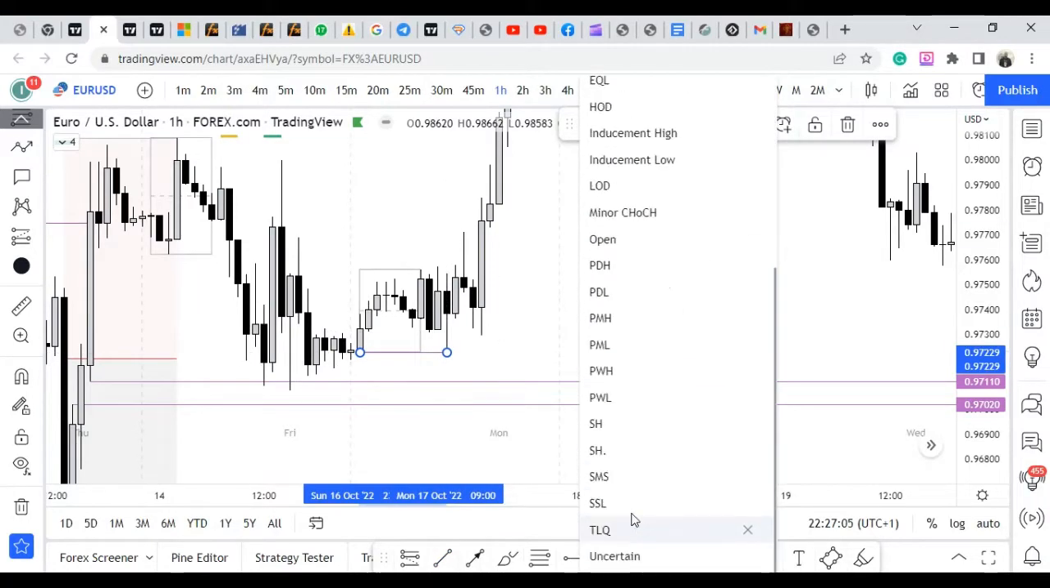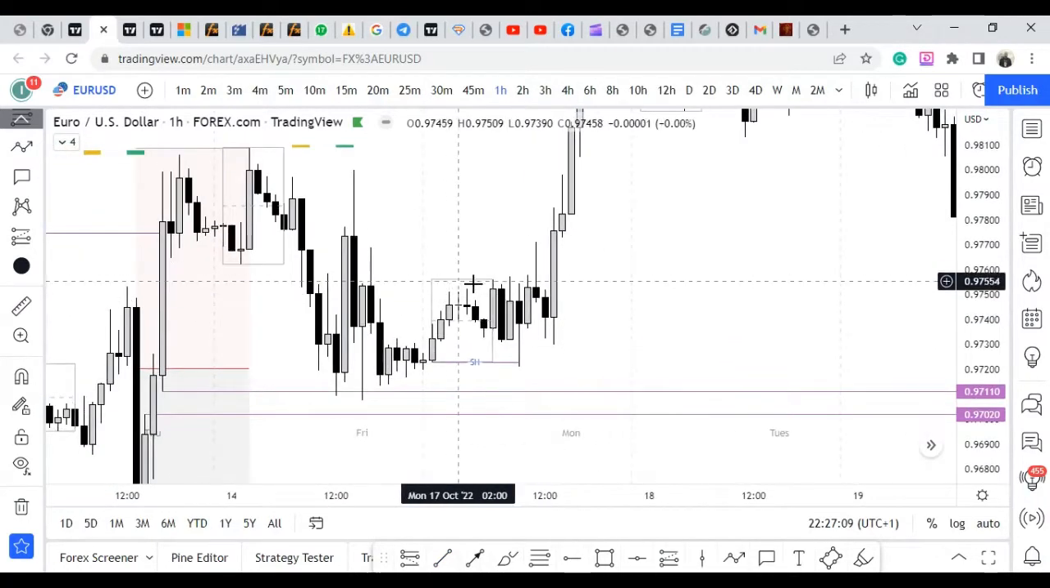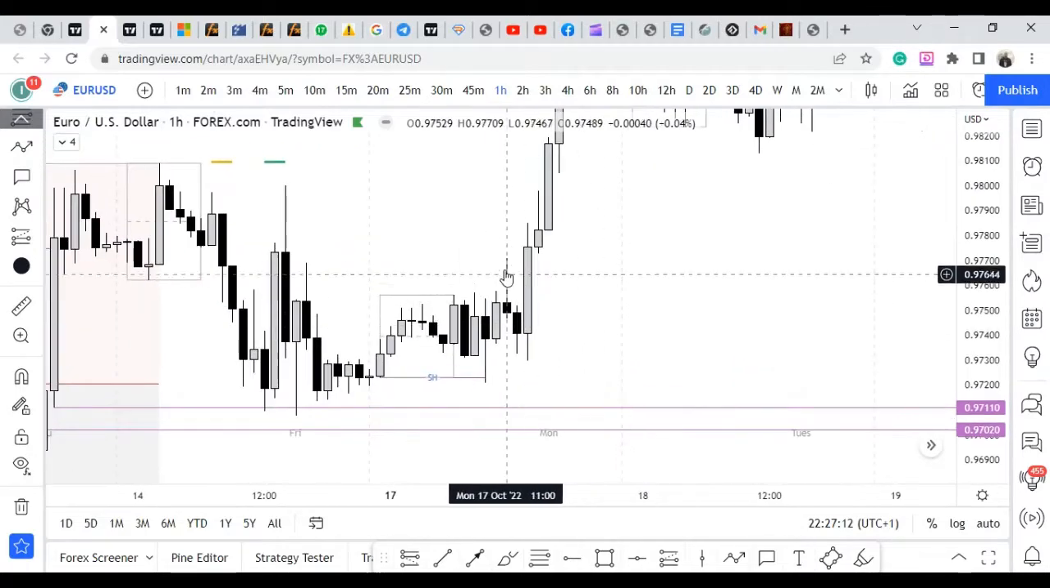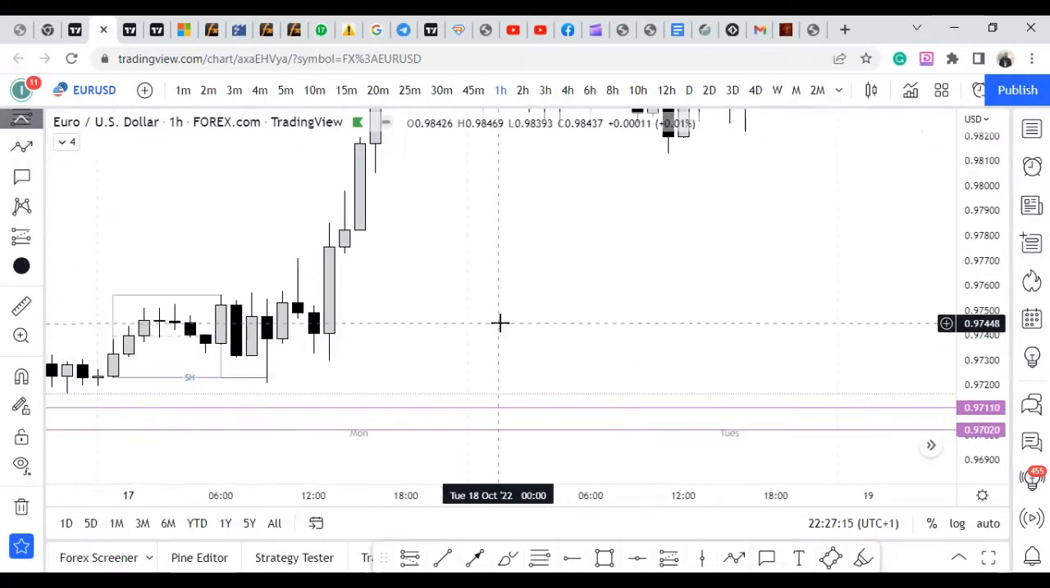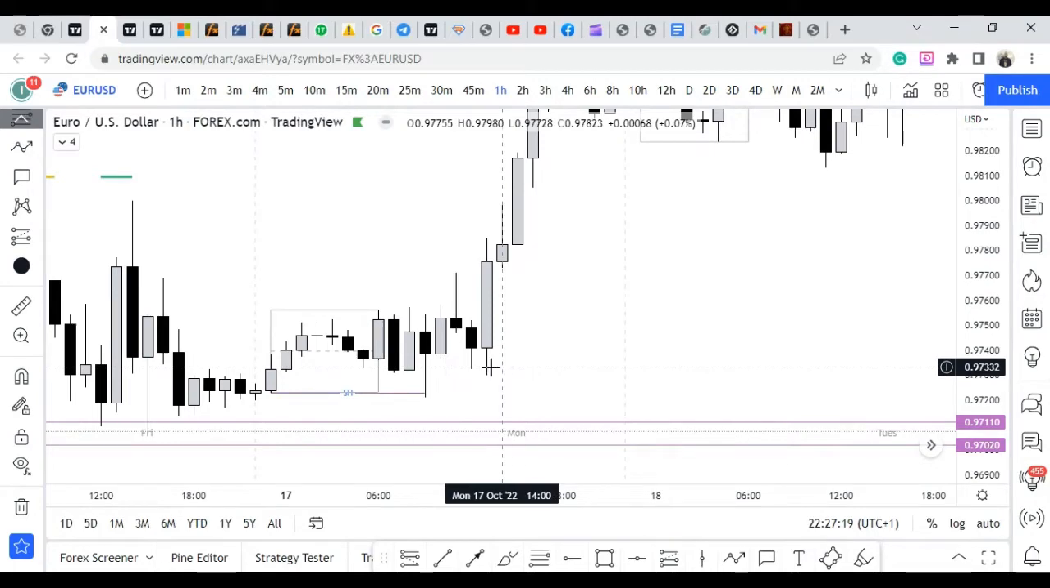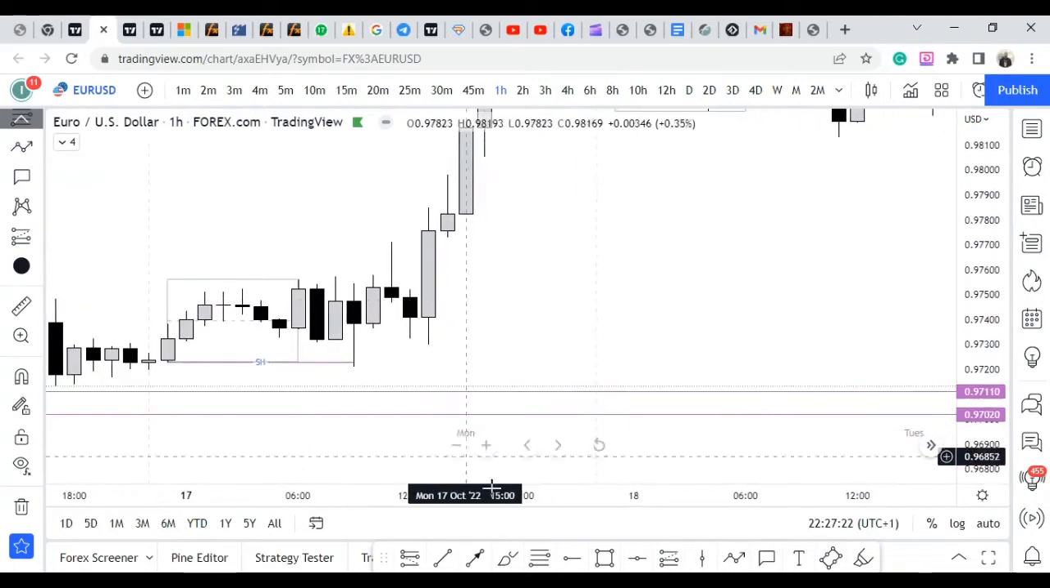Price manipulated this Asian range, and then what happened? Break structure upwards, and then what happened? We now wait for the mitigation of this block. These are all liquidity inducements. Okay, we wait for mitigation.